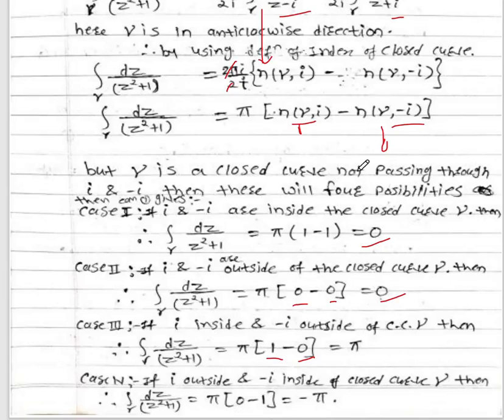So these are all the possibilities for the points i and minus i, where gamma is not passing through the points i and minus i. This is the complete example on the index of a closed curve. Here we have completed some problems on the index of a closed curve. In the next lecture we will see another point on this topic.